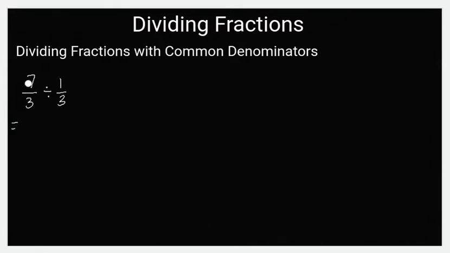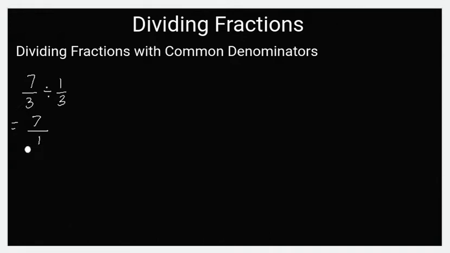All you need to do is to divide the numerators and also divide the denominators. Divide the numerators to get your new numerator. Divide the denominators to get your new denominator. Okay, so 7 divided by 1, that's 7. Any number divided by 1 will give you the same number. Over, let's find our new denominator. 3 divided by 3, any number divided by itself will give you 1.